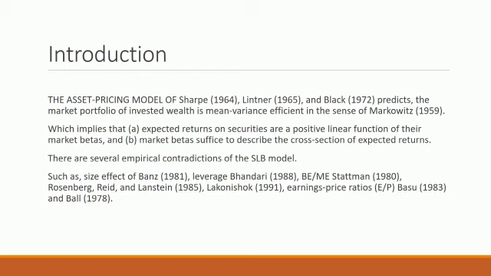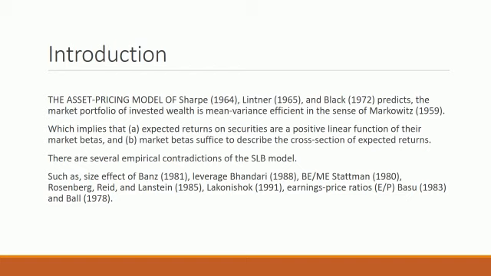Another contradiction of the SLB model is the positive relationship between leverage and average return documented by Bhandari in 1988. He said it is plausible that leverage is associated with risk and expected returns, but in the SLB model, leverage should be captured by market beta. He finds, however, that leverage helps explain the cross-section of average stock returns in tests that include ME as well as beta, ME being size.